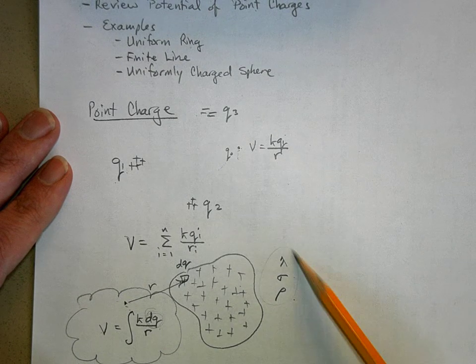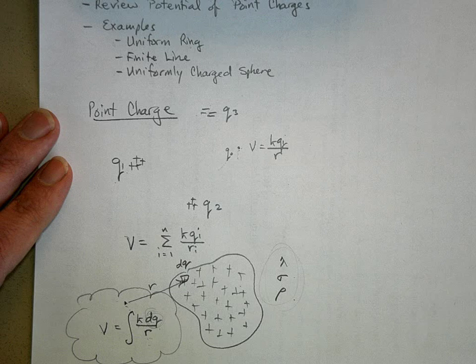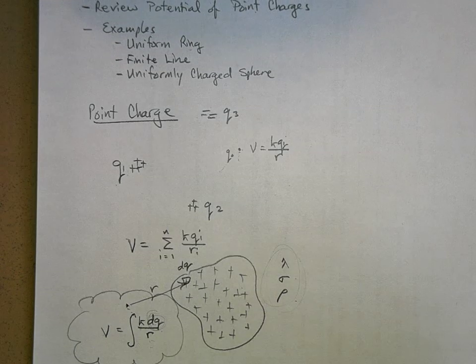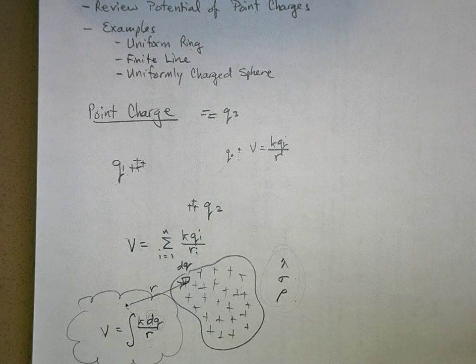And we're going to use these to change this so that we get dq and r in terms of the same variable. K, remember, is a constant, so it just comes out. Okay, so the best way to do this is to do a few examples. So let's talk about a uniform ring.